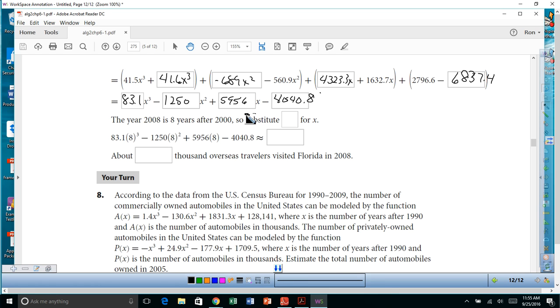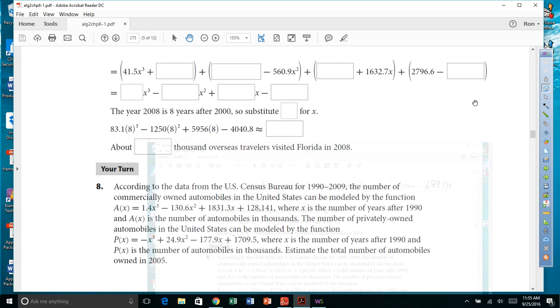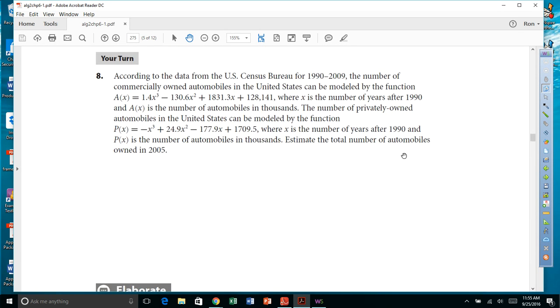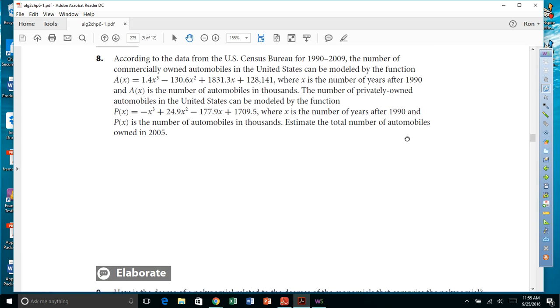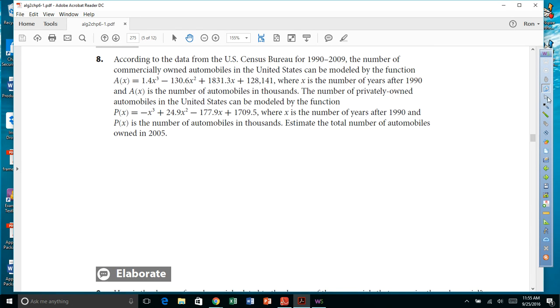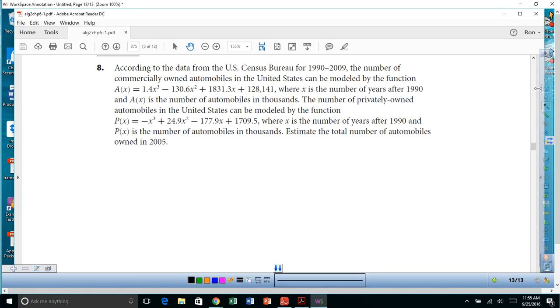All right. The year 2008 is 8 years after 2000, so substitute 8 for x. And if you put this in the calculator, it's about 6,154,000. About 6,154,000 overseas travelers visited Florida in 2008. Now here's one for you to do on your own. Number 8. When you get back, we'll do it together.